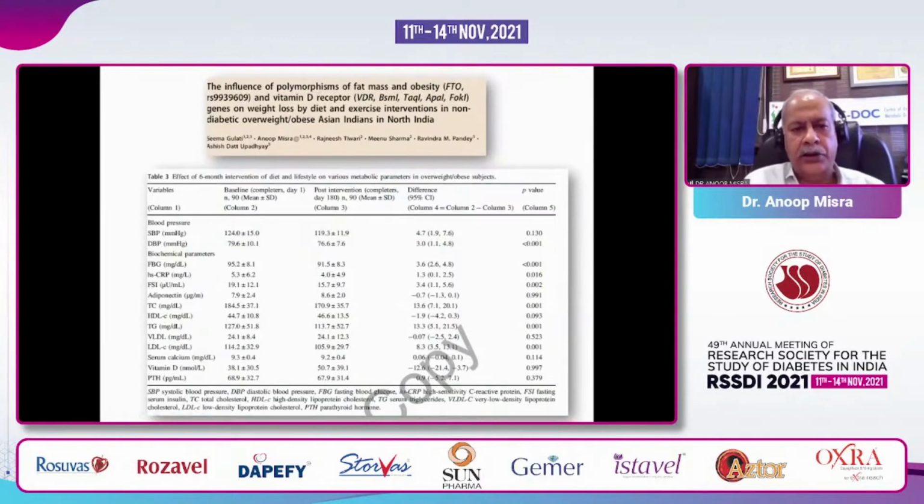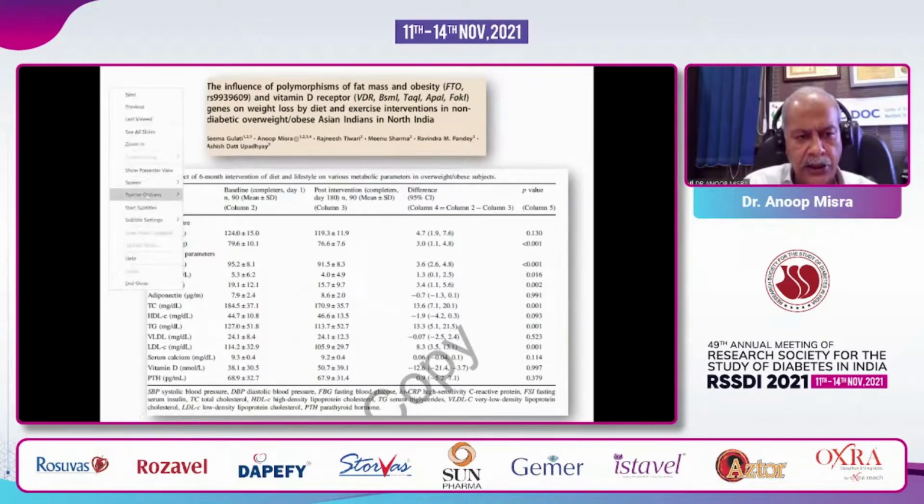Look at this table of a recent paper, Influence of Polymorphism of these genes on weight loss by diet and exercise intervention, our paper in the European Journal of Clinical Nutrition. Look at this, the table: effect of 6 months intervention of diet and lifestyle on various metabolic parameters in overweight, obese subjects. Very clear what the population is, what the intervention is. The abbreviations used here on the left side, you can see right here. All abbreviations have been explained.